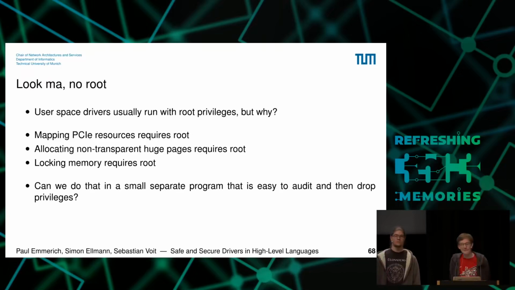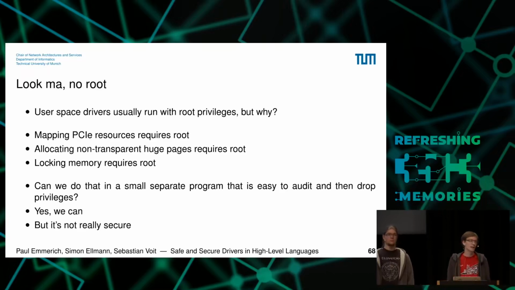So the obvious idea is, well, write a small program that does that for us, keep that simple and audit that and check that it's good, and then drop all the privileges. Can we do that? Yeah, sure, we can do that. It's relatively easy, just drop privileges after setting up memory, but that's still not really secure in any way, even though you're now running as an unprivileged user. And to understand why this does not work as you might want it to work, we have to take a high-level look at how memory access works on a modern system.